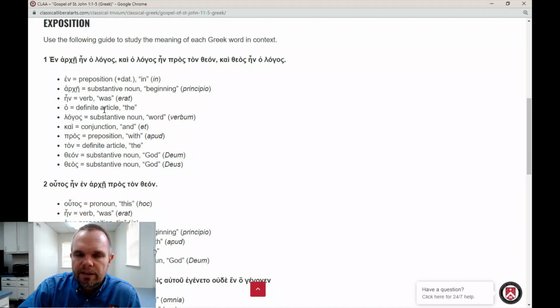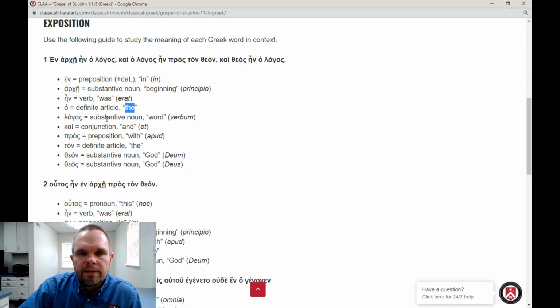A lot of it's the same, but there are some differences. The use of articles is one important difference between Latin and Greek. So we have ho, the definite article, which is equivalent to the English word the. And notice there's no Latin equivalent because there's no article in Latin. So we see ho logos.